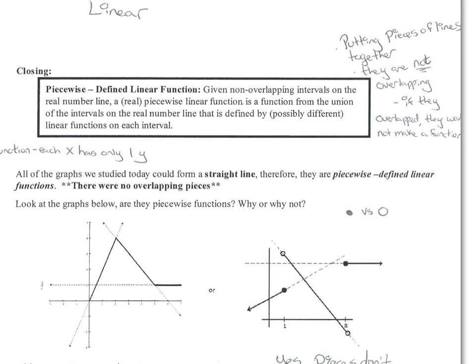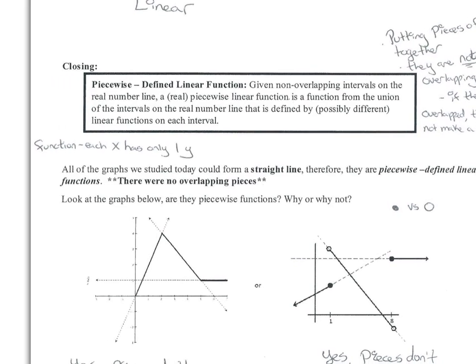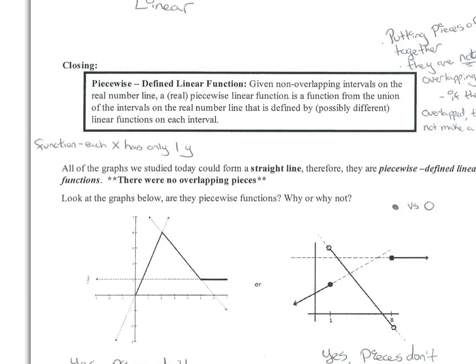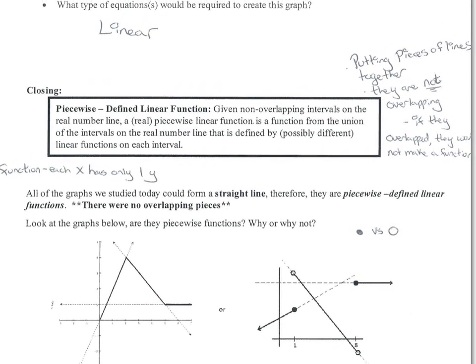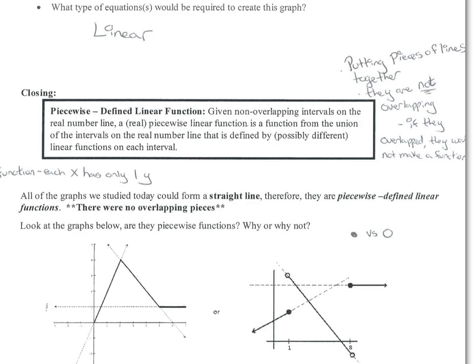What you are really doing is you're putting pieces of lines together. They cannot overlap. If they overlapped, they would not be a function anymore. And we'll get into more in the future on what a function is. But for now, you can think of a function as each x value only has one y value. So again, just to review, pieces of lines we put together that are not overlapping, and if they overlapped, they would not make a function anymore.